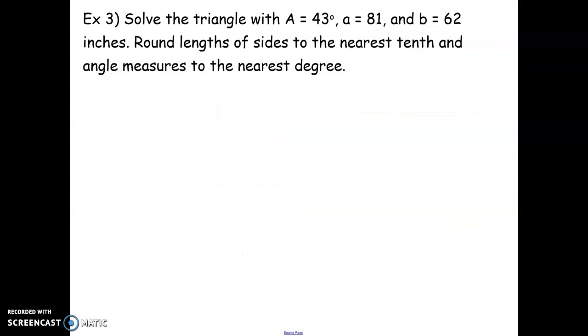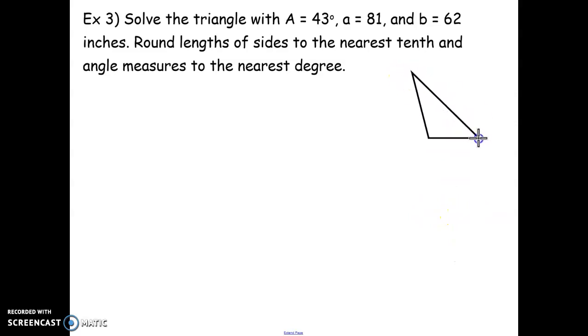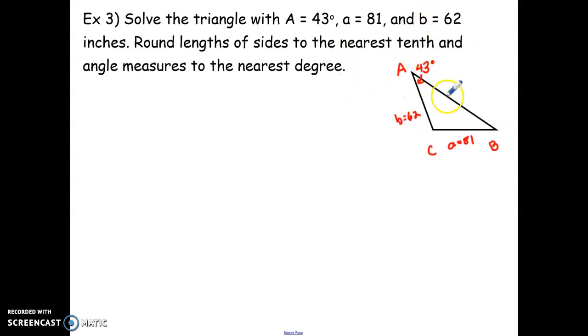Okay, so just like we did in the last video, I'm going to start by drawing a triangle and labeling what I know and going from there. So for this problem, I'm going to start by labeling A, B, and C. So A is 43 degrees. B, I don't have. C, I don't have. I have side a, which is 81. I have side b, which is 62. And I don't have side c.